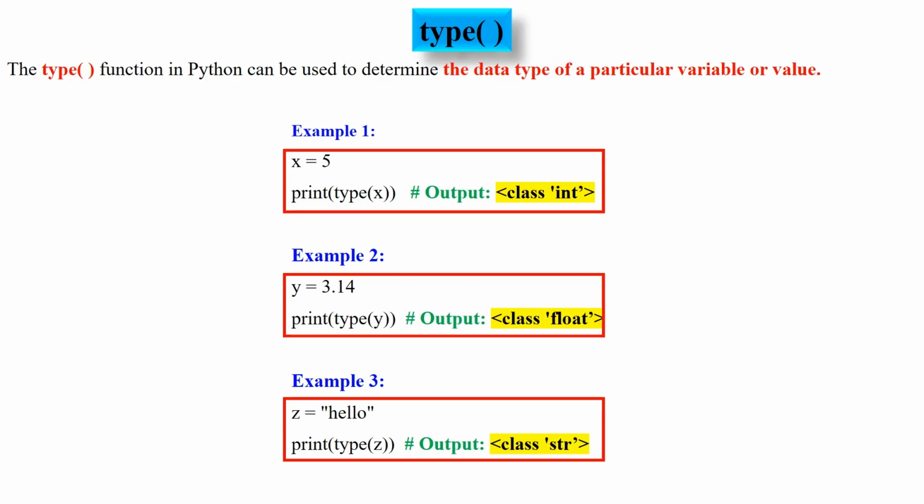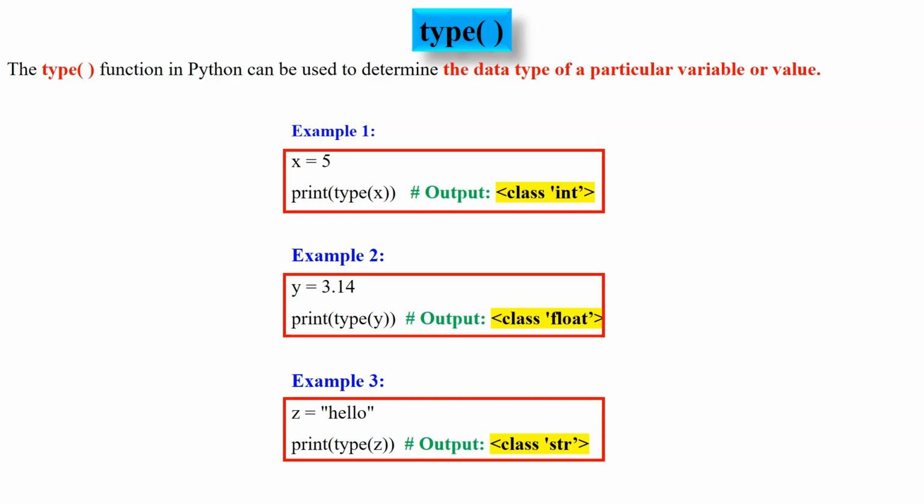In example 2, y equals 3.14 assigns the value 3.14 to the variable y. Next line uses the print function to output the result of the type function applied to the variable y. The type function returns the data type of the object it is called with. The output of the print statement is class float. This output indicates that the type of the object stored in the variable y is a floating point number. In Python, a floating point number is a numeric type that represents numbers with fractional parts. It is indicated by a decimal point.